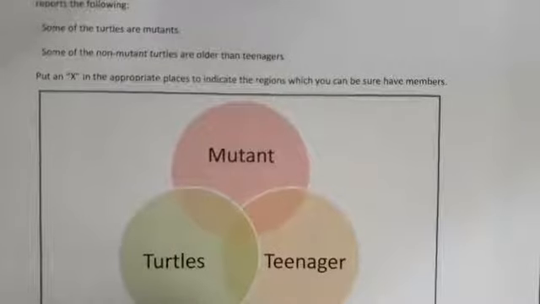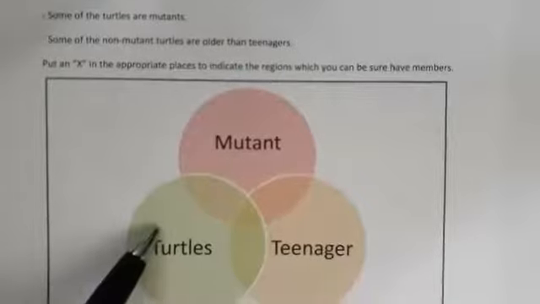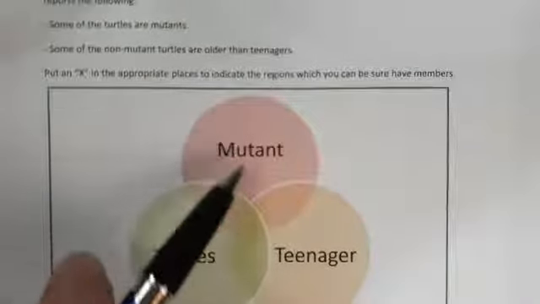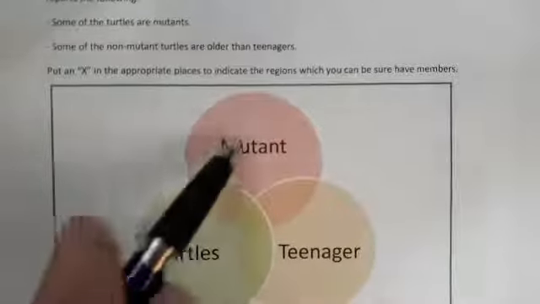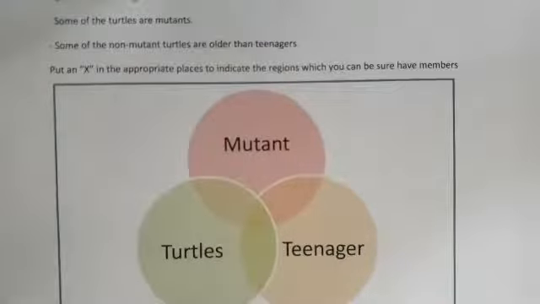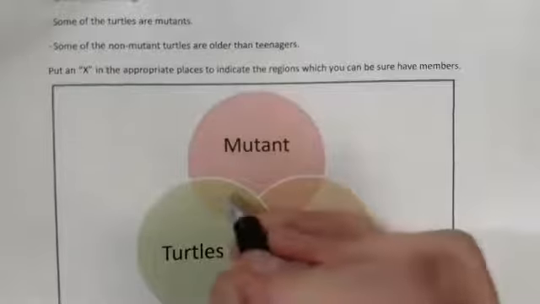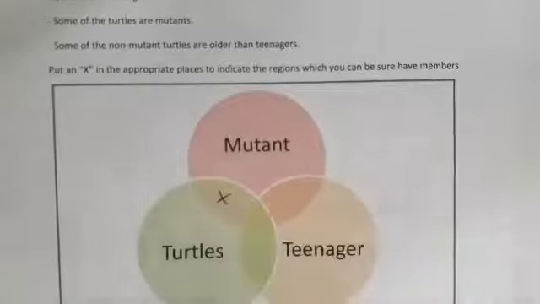So some of the turtles are mutants. So we're going here in turtles. We know that some of them can be mutants. So we know there should be something in the overlap of these two circles. So we put an X right here in the overlap of these two circles.